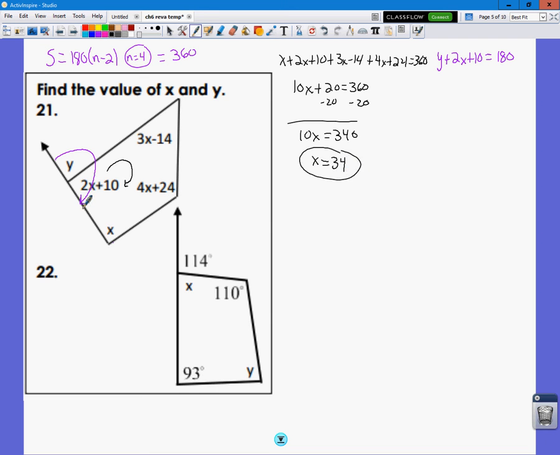Now, I could go back here and plug this in. 2 times 34 is 68, plus 10 is 78. And I could use that to find y, or I could have written this equation out and done the same thing. Y plus 2 times 34 plus the 10, you can see that that's going to be my 78. So I'm going to subtract that from 180 to get what y is, which is 102 degrees.